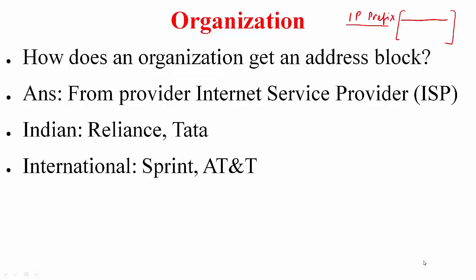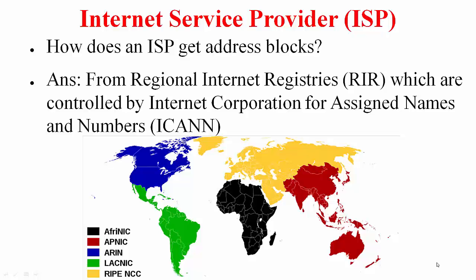These are called the internet service providers. In India, we have Reliance and Tata. At the international level, there is Sprint, AT&T. There are many other players as well. Great, but how do these ISPs get the addresses? Well, for them, there are these entities called Regional Internet Registries, RIRs. There are 5 of these registries spread over the world, which in turn are controlled by this corporation called Internet Corporation for Assigned Names and Numbers, ICANN.